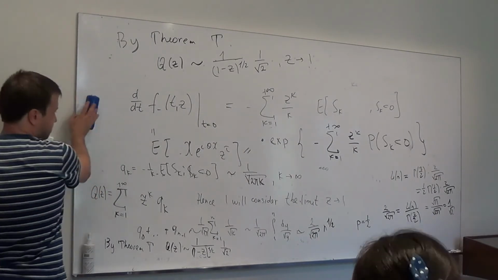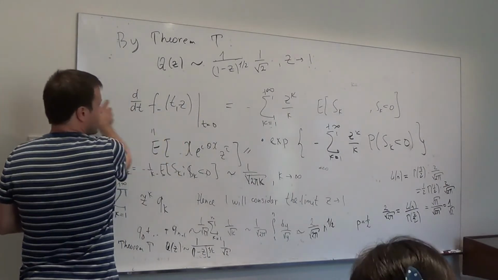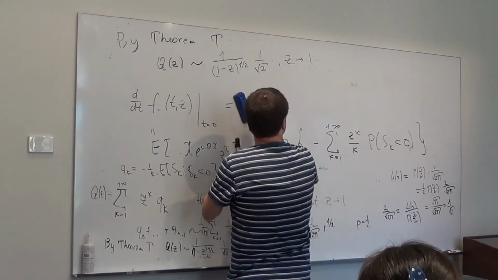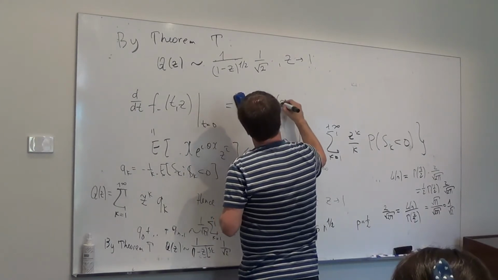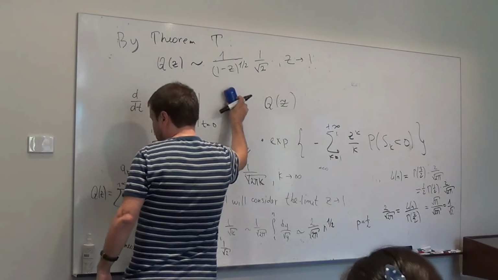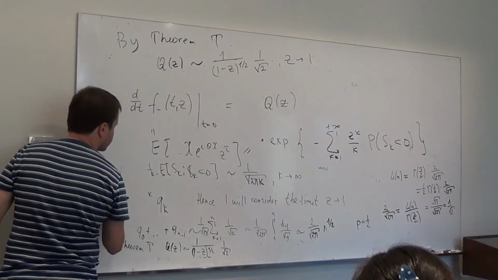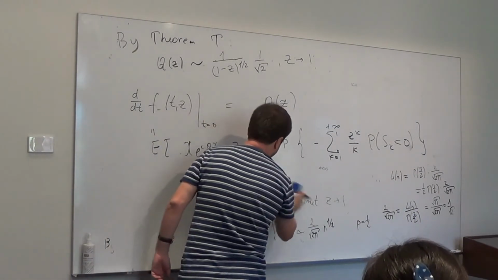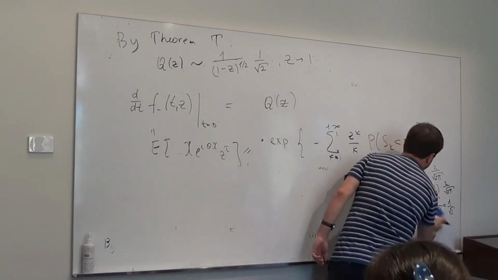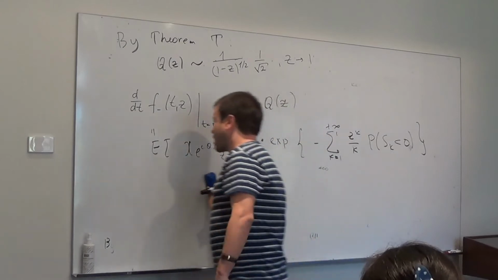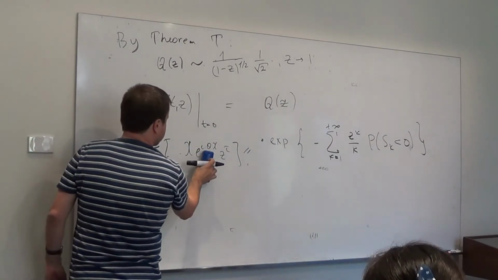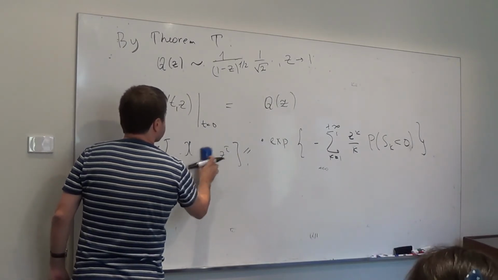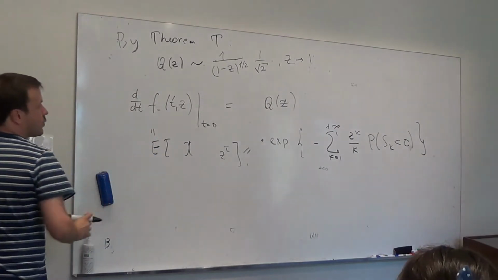So now what I'm gonna do, I'm gonna replace this by Q of z. I don't think I need this anymore. I'm almost done. Okay, so here I have 0, so I can erase this bit as well. Okay, so that's my equality.